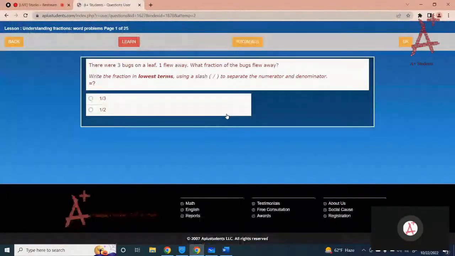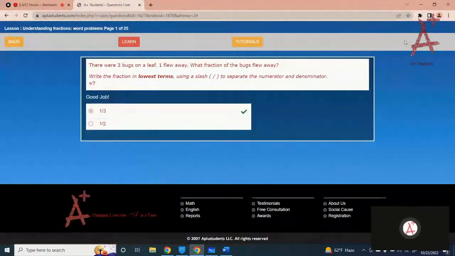Okay, let's start with the test questions. Okay, there were three bugs on a leaf. One flew away. What fraction of the bugs flew away? Got it? So the total bugs are three. Out of them, one flew away. So it would be 1 over 3. Got it? 1 out of 3 flew away. So you can write it as 1 over 3. That would be the correct option. Select the correct option and click on the OK button.